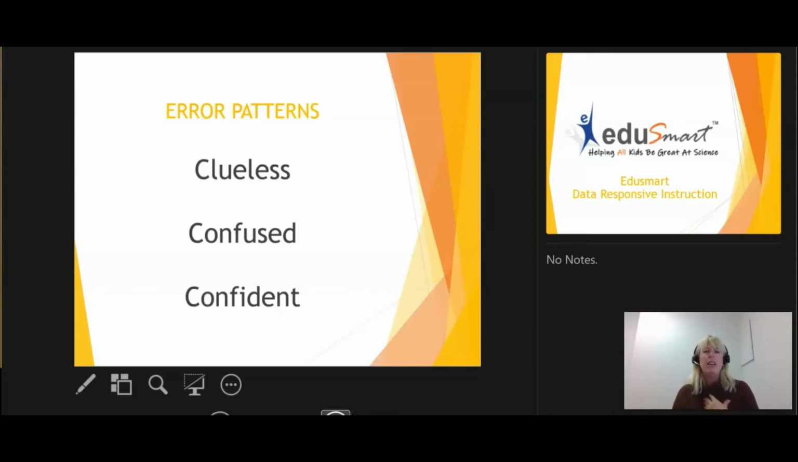Are we clueless? Are we confused? Or are we confident? Clueless means that of all the answer choices your class gave you, there's no clean winner. They're just all wrong. Confused means that there's 2. Half of the class got it right, and half of the class picked revolution instead of rotation. Confident means that 80% of your class got it right, but there's some stragglers. So making sure that you're looking at the data, and the item analysis is always super helpful when you have your EduSmart products to look at that with.